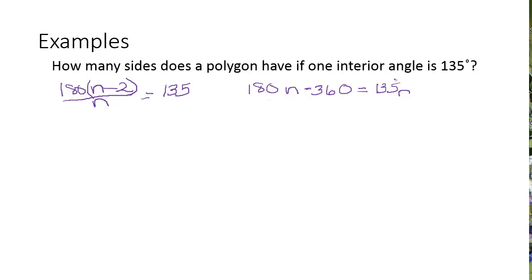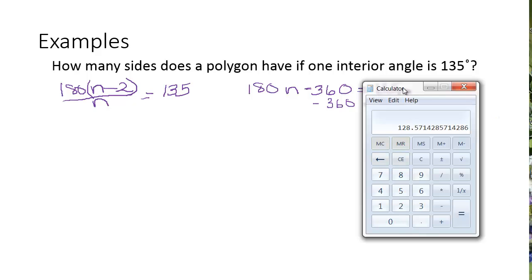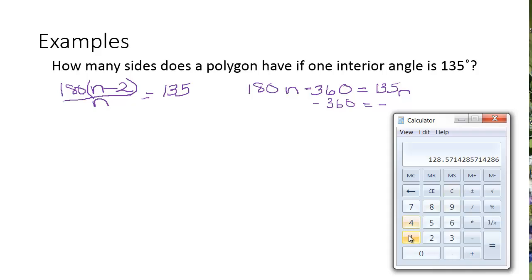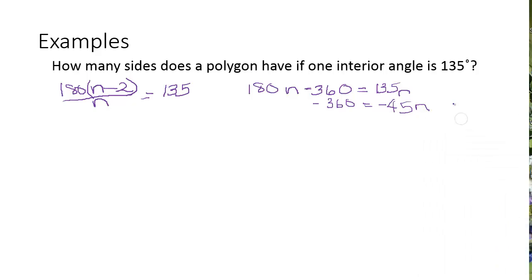Bringing our 180n to the right side, we'll have a negative 360 is equal to a negative, and when we take 135 minus 180, we'll get negative 45. So when we take 360 divided by 45, our result is 8. So we have 8 sides.